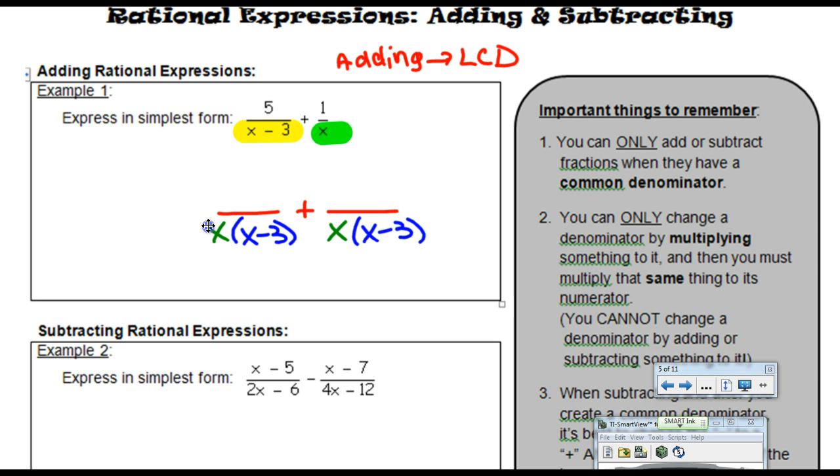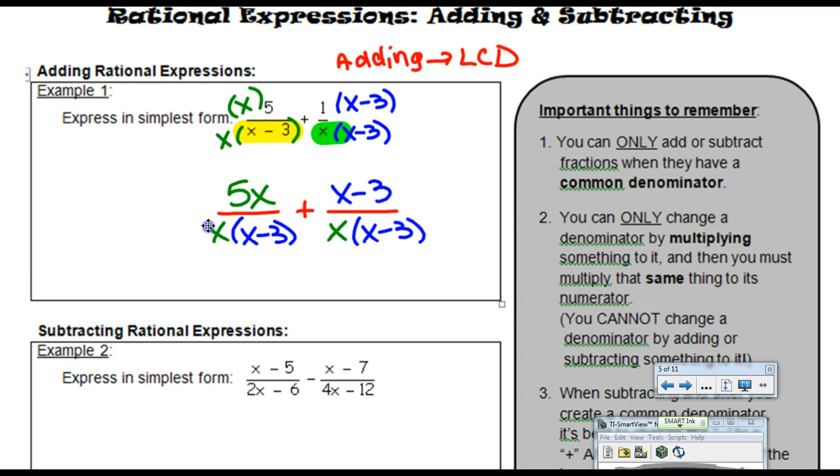Okay, so in the first fraction, we multiplied an x minus 3 with an x. So that means I need to multiply the numerator also with an x. And that's going to make 5 times x, which is 5x. In the second denominator, I need to multiply an x minus 3 so the two denominators become the same. And that means I need to multiply that as well to the numerator. And 1 times x minus 3 is x minus 3.